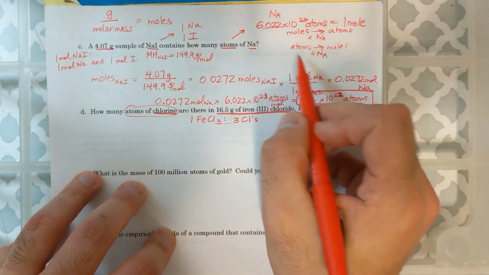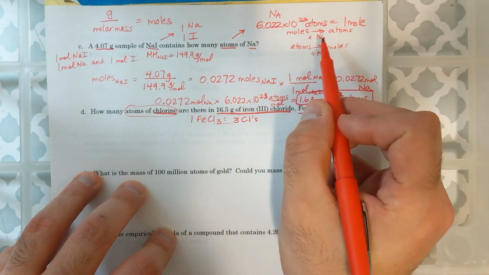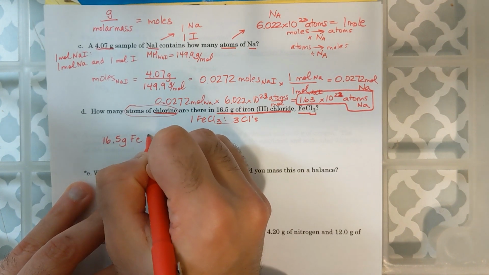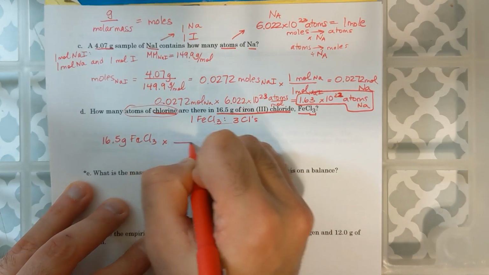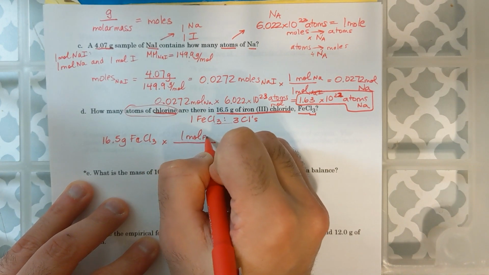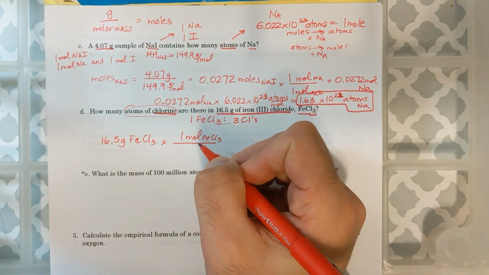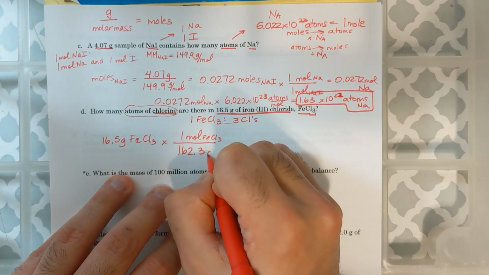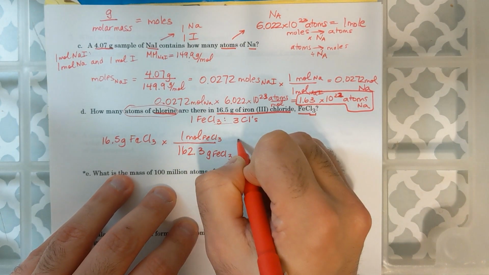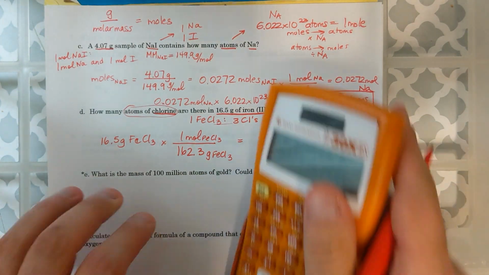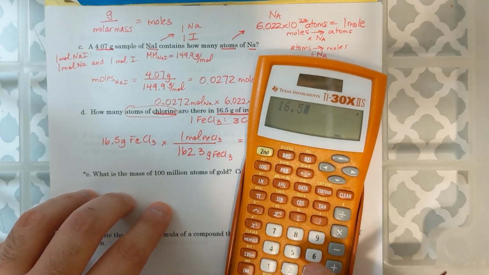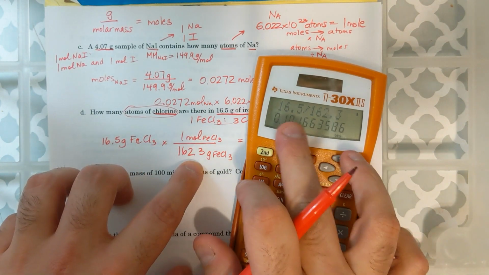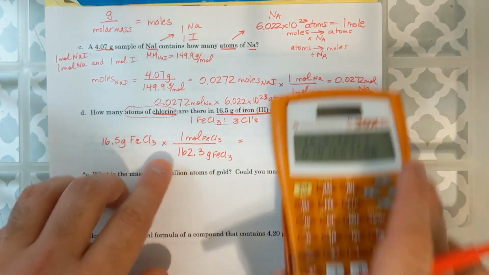So for me to use Avogadro's number, I need moles. So I'm going to need to convert these 16.5 grams of FeCl3 to moles. 1 mole of FeCl3, the molar mass of FeCl3, if you look it up and do it, is 162.3 grams of FeCl3. And so if I do this math, I get 16.5 divided by 162.3, because it's times 1 divided by that, I get 0.102 moles.